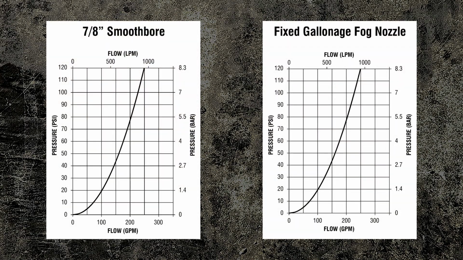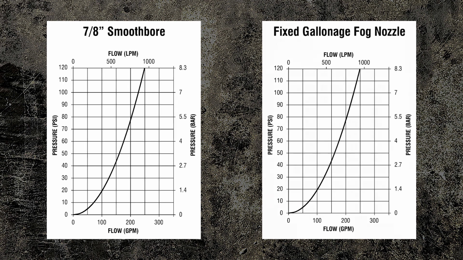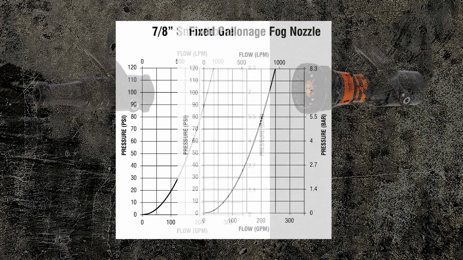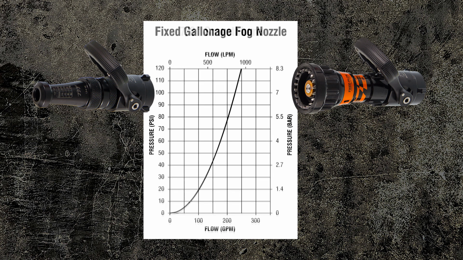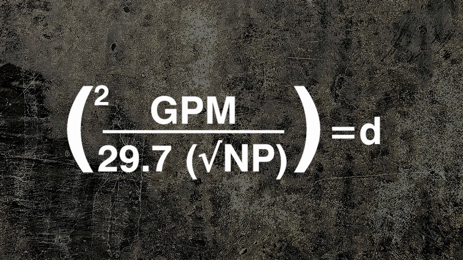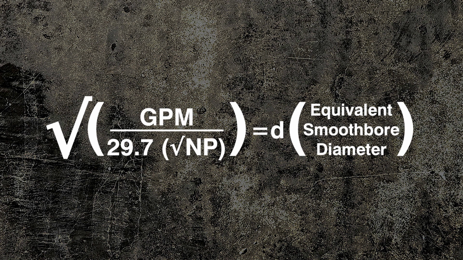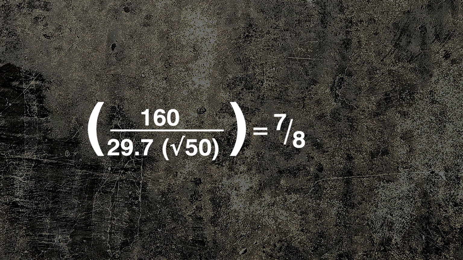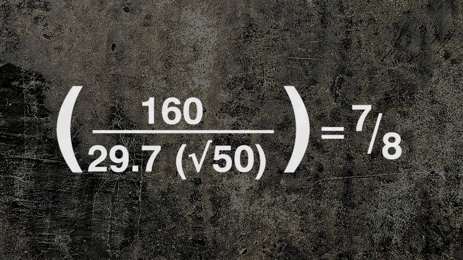In video 3, we showed that the flow and pressure curve is identical when comparing a smoothbore to an equally rated fixed GPM fog nozzle. We proved that when you use the smoothbore flow formula to solve for D, you will discover which smoothbore size your fixed GPM fog nozzle is equivalent to.